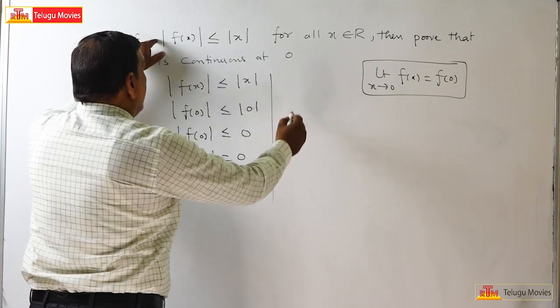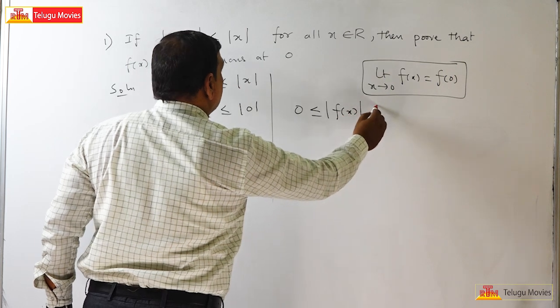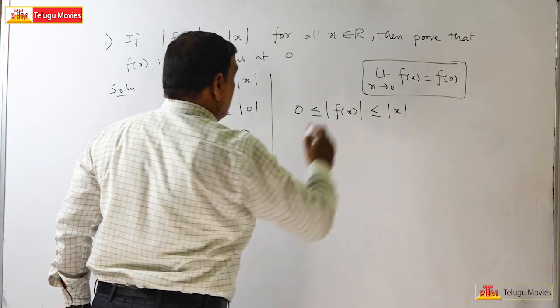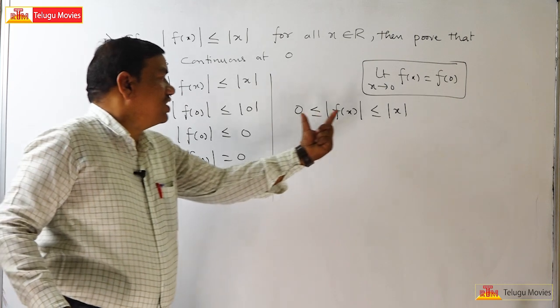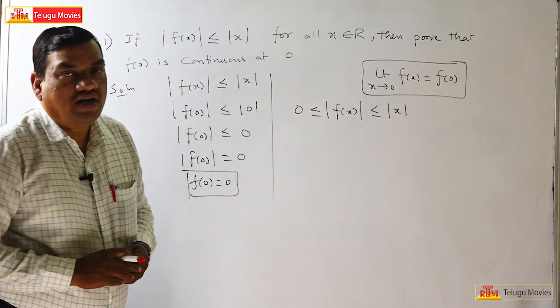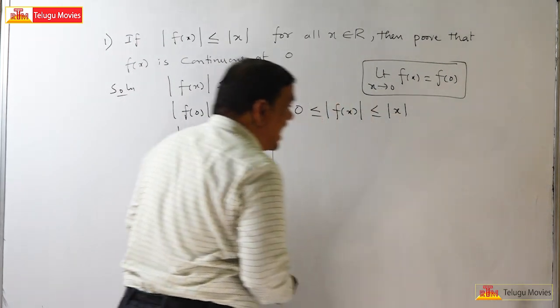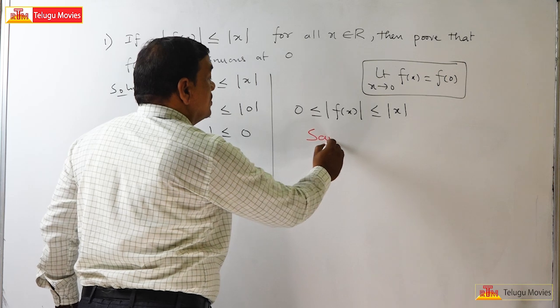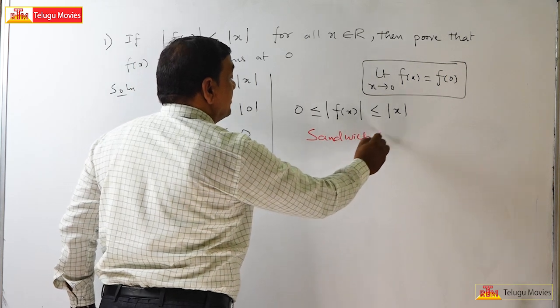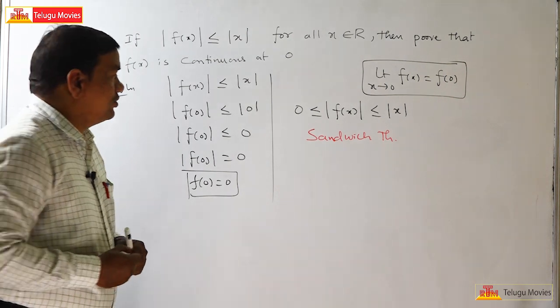So, from this we can write the result: 0 less than or equal to modulus of f of x less than or equal to mod x. That means modulus of f of x is greater than or equal to 0. Now, we got an inequality here. Now, let us apply the sandwich theorem with the limit x tends to 0.